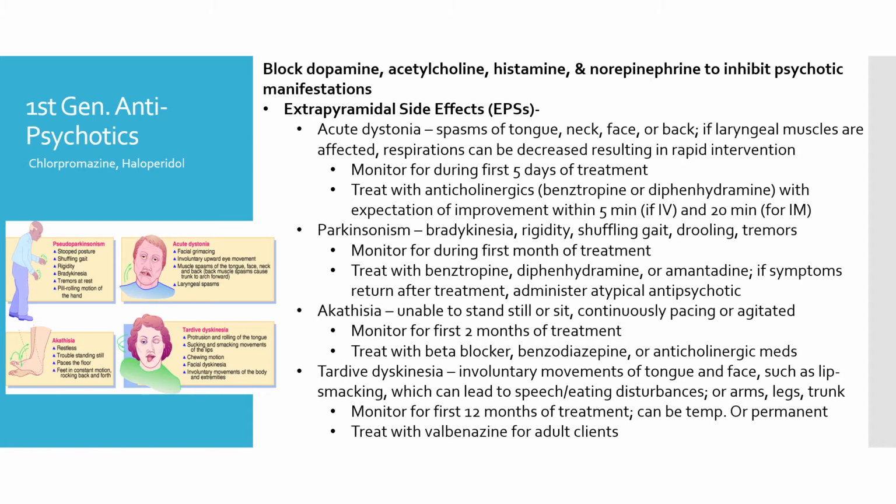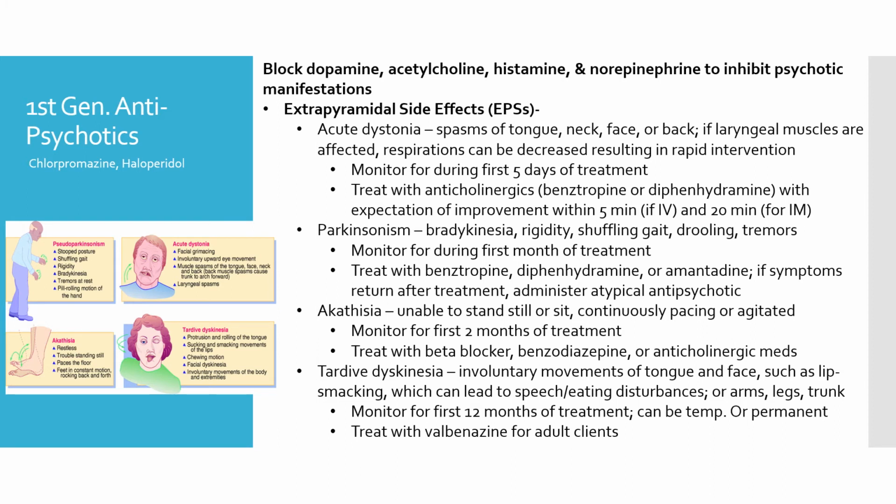But what can happen with these are extrapyramidal side effects, EPSs. I would make sure that you are very familiar with EPSs, if not for my class, also for Miss River's class. So acute dystonia. Acute dystonia is spasms of the tongue, neck, face, or back. And if the laryngeal muscles are then affected, respirations can be decreased, resulting in the need for rapid intervention and intubation. So during the first 5 days of treatment, we need to monitor for this.